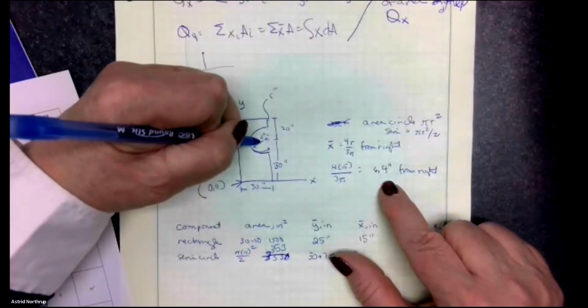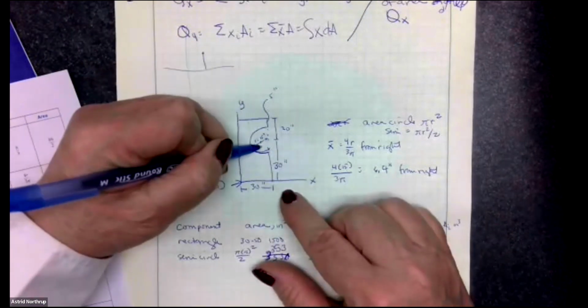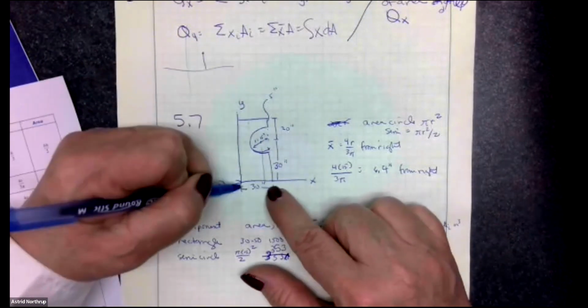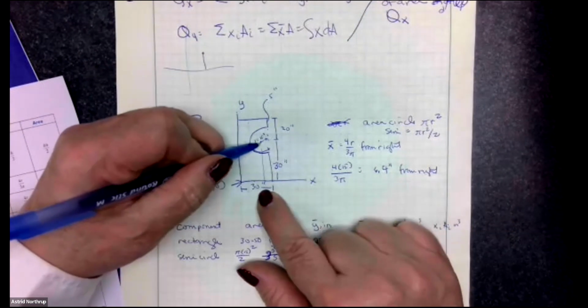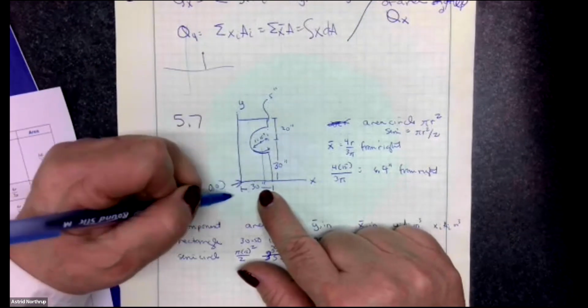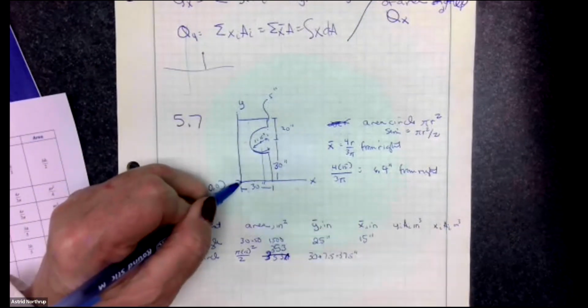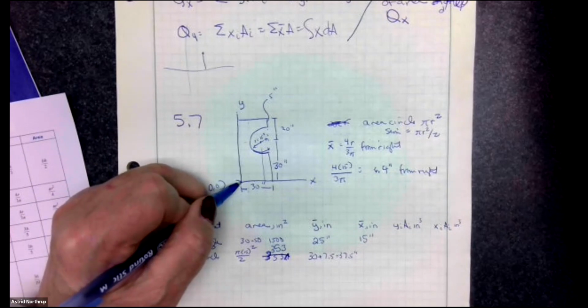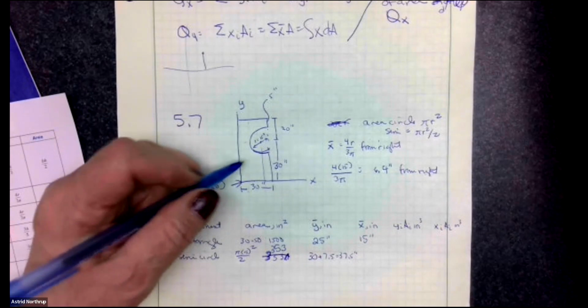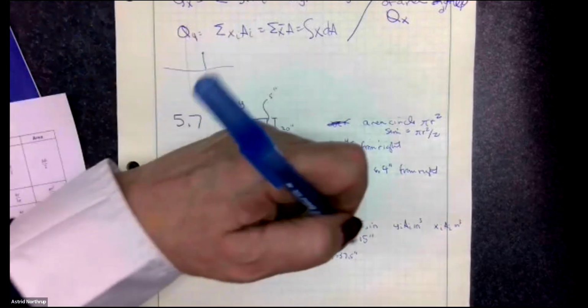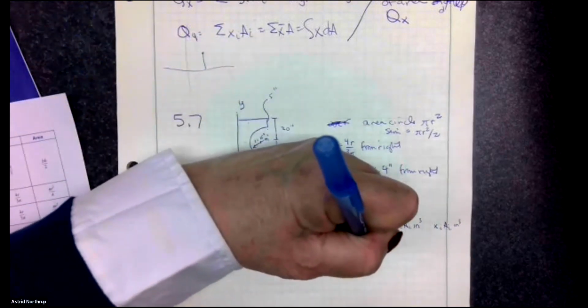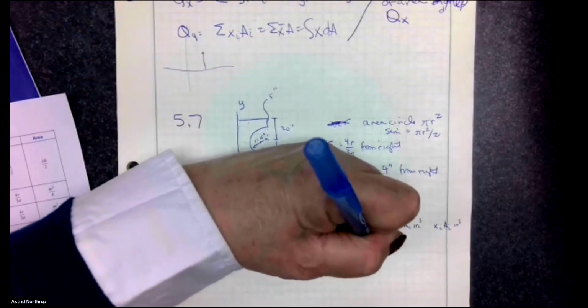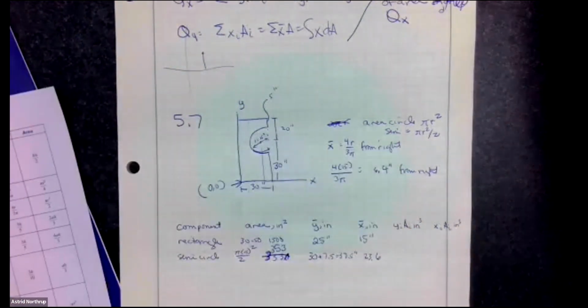So that means it's like right in here. Well, what does that mean in terms of my coordinates? It means that it's 30 minus 6.4 because I'm taking it back to here. Okay, so I take that number, subtract it from 30, and I get 23.6 inches.